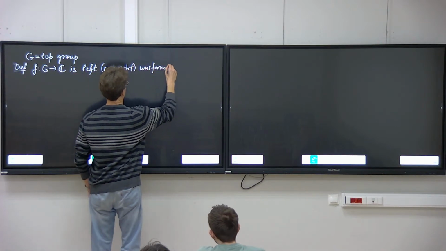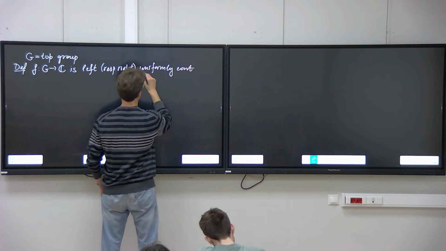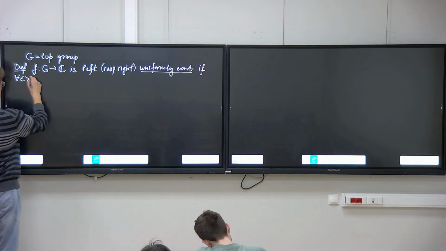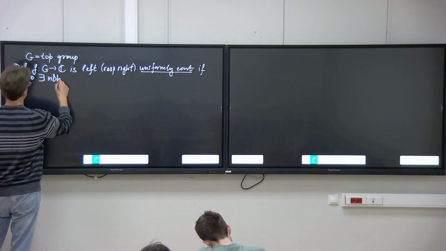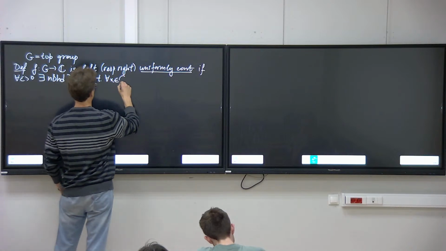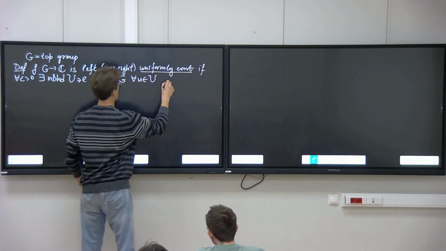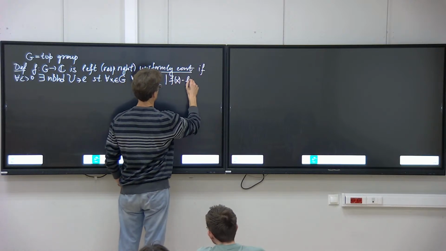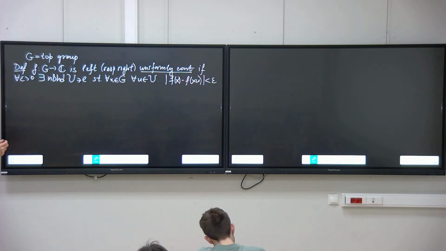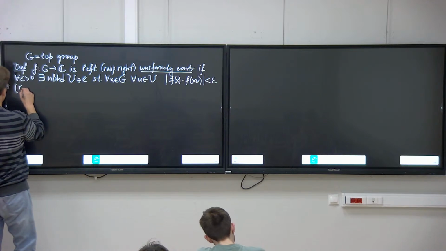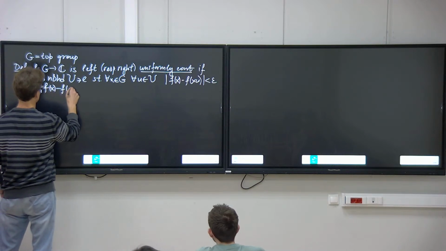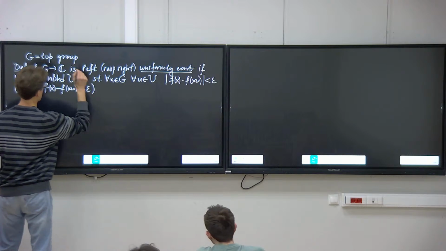Uniformly continuous, if for every positive epsilon there is a neighborhood of the identity U such that for all elements x in G, and for all elements little u in its neighborhood, we have the following inequality: f of x minus f of xu is less than epsilon. This is for the left uniform continuity, and respectively for the right uniform continuity, you have the following: f of x minus f of ux is less than epsilon.